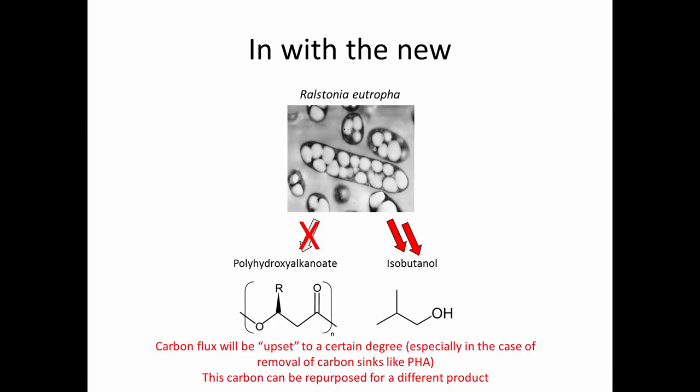So when we knock out or eliminate the polyhydroxyalkanoate biosynthesis pathway, carbon flux is going to be upset in the cell. So the carbon is going to flow, but the flow is going to be upset to a certain degree, especially if we remove something that's like a carbon sink, like PHA. A carbon sink, it's stored. It's a storage molecule stored in the cells. This would be like if you're filling your pool, your swimming pool, with a hose and a spigot outside.